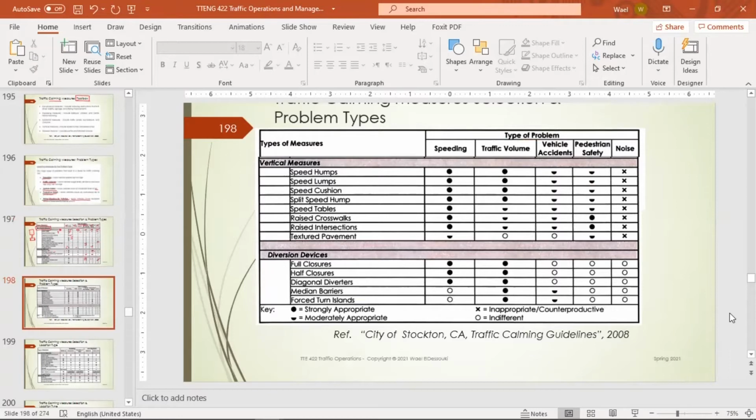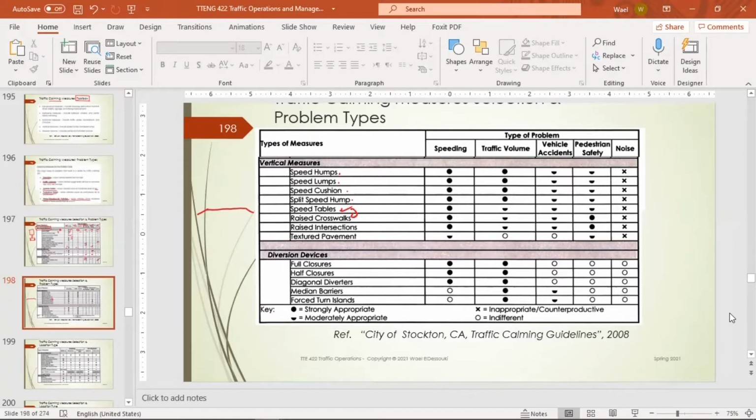With vertical measures we mean speed humps, speed lumps, speed cushions, split speed humps, speed tables. What we have here in Khobar, the pedestrian crossing, is a speed table that goes like this, going up, then staying for a while, then going down. This is a speed table. A raised crosswalk is also similar to the speed table. Raised intersections, textured pavement, and we will discuss each.